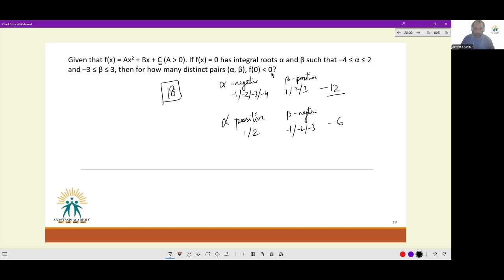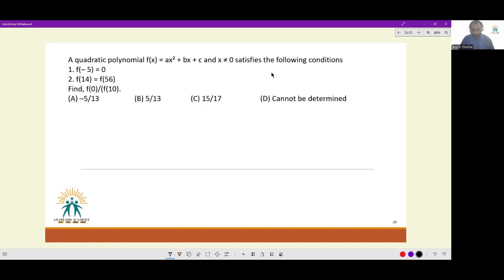Okay, next. And the final one then. A quadratic polynomial fx is equal to ax square plus bx plus c and a is not equal to 0 satisfies the following conditions. F of minus 5 is equal to 0, which means minus 5 is a root, and f14 and f56 are equal to each other.